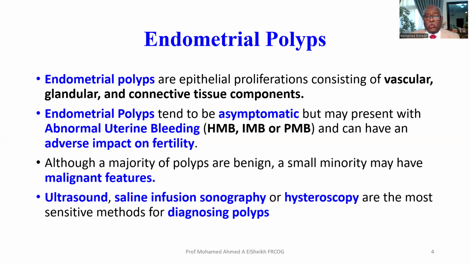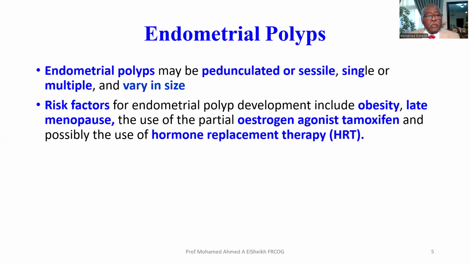Diagnosis is usually by ultrasound, saline infusion sonography, or hysteroscopy. These are the most common sensitive methods for diagnosis, easy diagnosis, and sometimes we use hysteroscopy for the treatment, or polypectomy. They are pedunculated or sessile. They could be single or multiple, and they vary in size. So pedunculated or sessile, single or multiple, variable size.